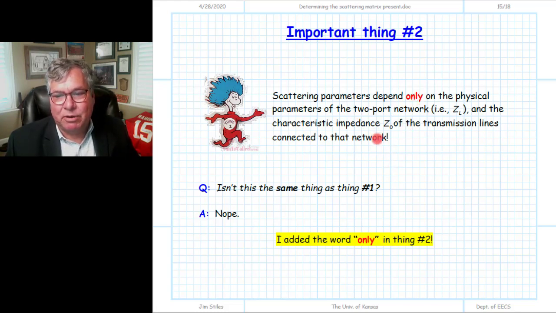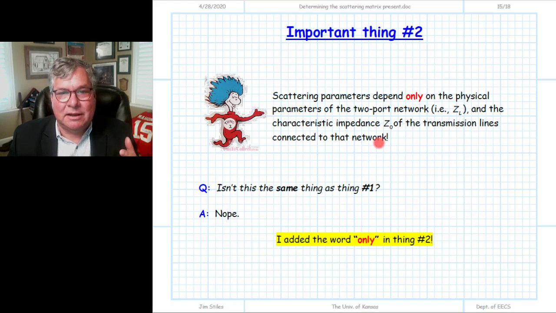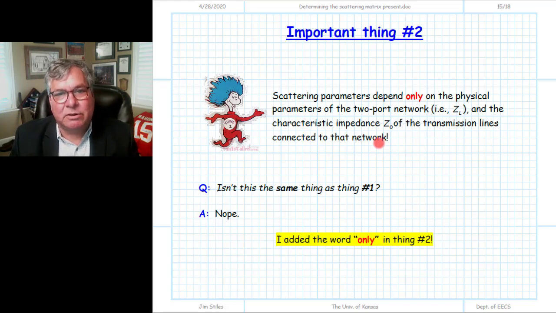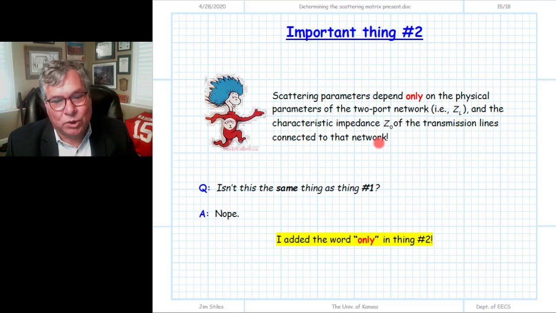Before, I said scattering parameters depend on the device itself and on the characteristic impedance of the transmission lines connected to it. And it's important that we understand both of those things are going to affect scattering parameters. This point says only those things will affect our scattering parameters. Only is a very important word in this message.